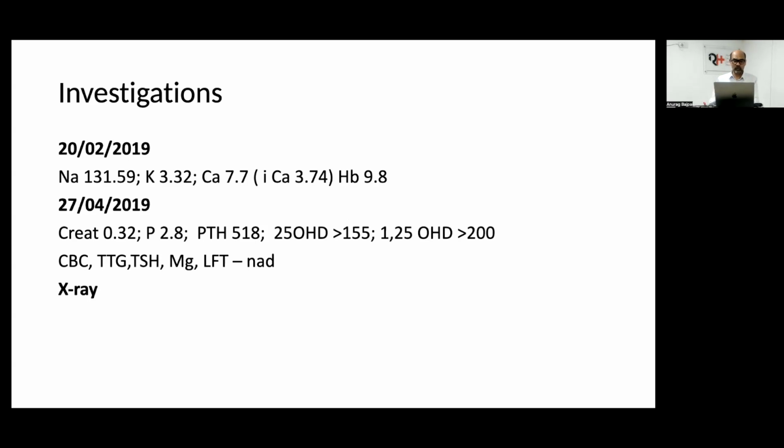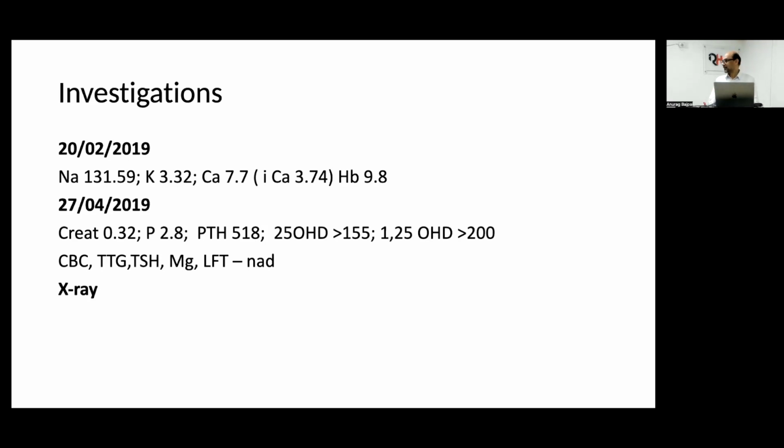rickets, because he was not responding to the routine treatment. And at that time, his PTH was high, 518. 25 hydroxylase was high. So that clearly shows that just like Dr. Yating's case, here also the same way, the 25 hydroxylase was high. Another thing we noticed at that time was 125 hydroxylase was high, but finally on questioning, the child had some calcitriol initially at the time when he presented to the local pediatrician.